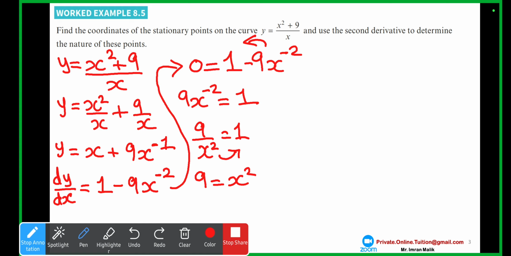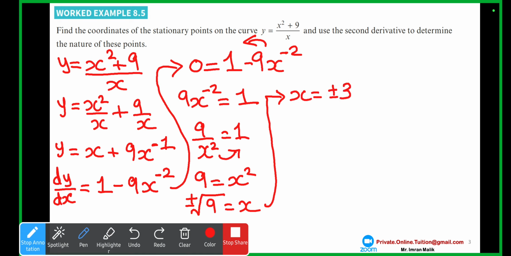In order to find the value of x, we are going to take the square root on both sides. So plus and minus the square root of 9 is equal to x. So we get the value of x to be plus and minus 3. Right, so these are the two points which are known as the stationary points.